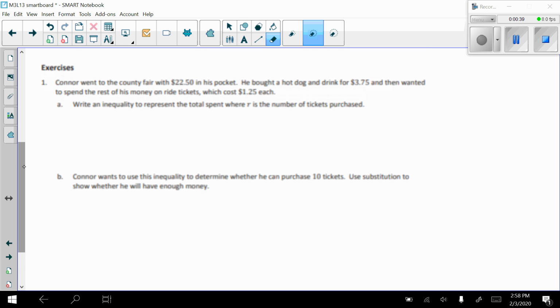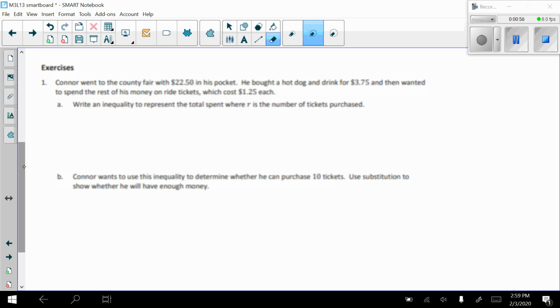Connor went to the county fair with $22.50 in his pocket. He bought a hot dog and drink for $3.75 and then wanted to spend the rest of his money on ride tickets, which cost $1.25 each. Write an inequality to represent the total spent where R is the number of tickets purchased.